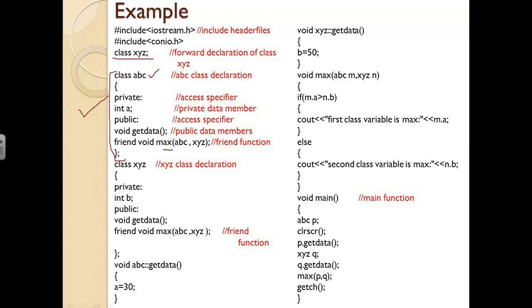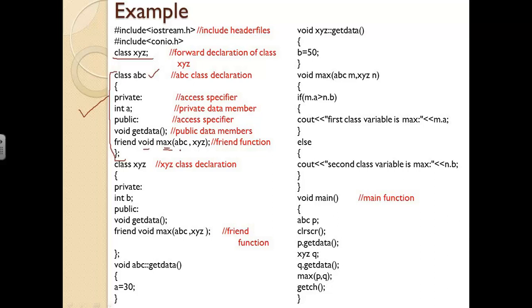Since I'm going to make this max member function a friend function, I'm going to make it a common function for both the classes. So here I am declaring it as a friend function. The syntax for a friend function is it should start with the friend keyword, then the return type of the member function, the member function name, and within the argument we need to have the class names.